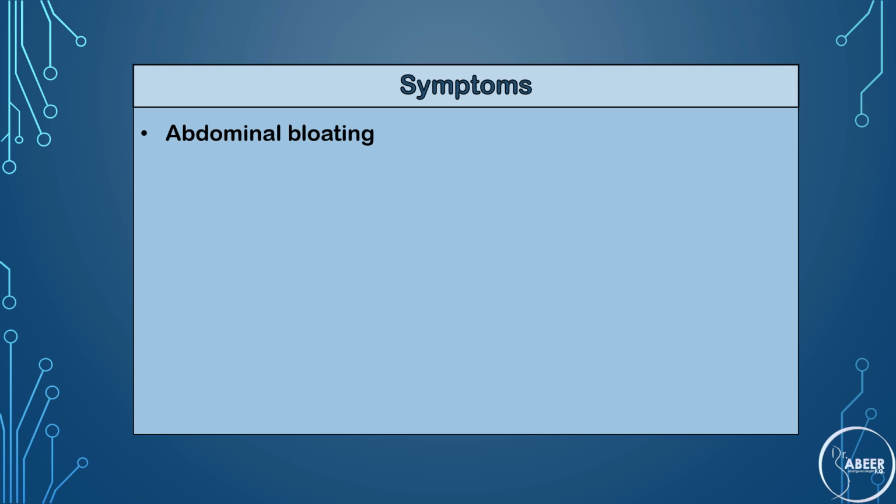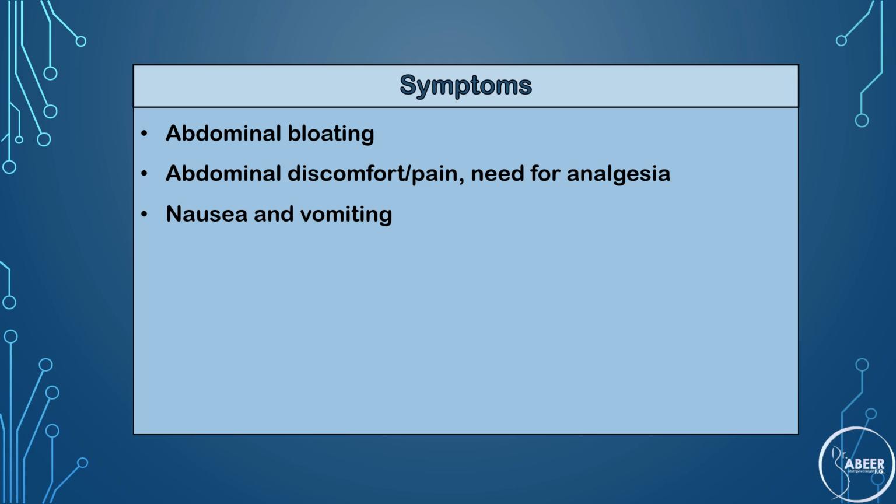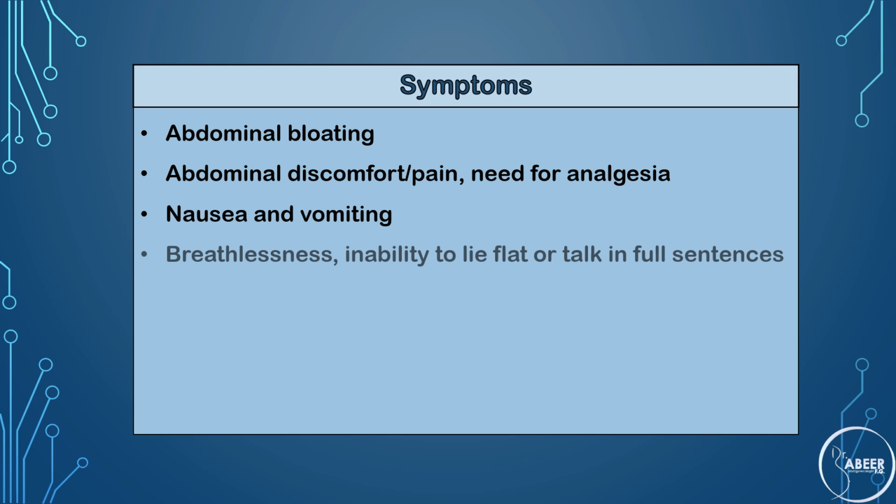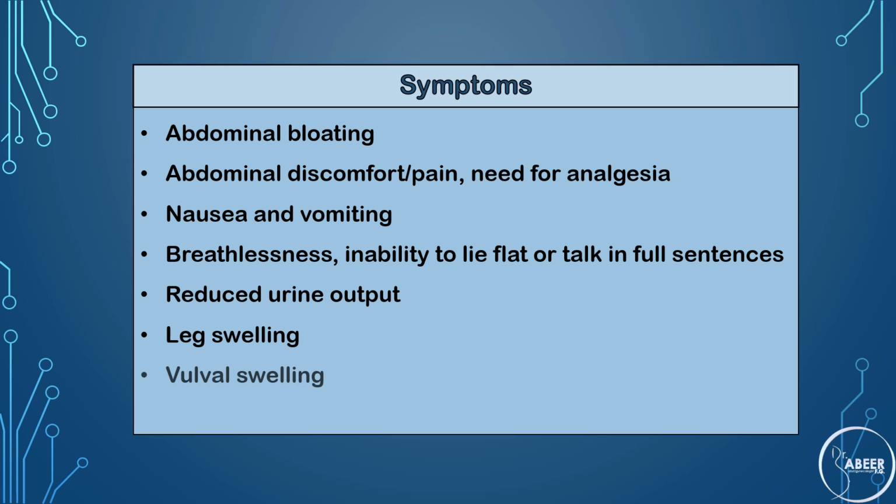Symptoms: abdominal bloating, abdominal discomfort and/or pain, need for analgesia, nausea and vomiting, breathlessness, inability to lie flat or talk in full sentences, reduced urine output, leg swelling, vulval swelling, and associated comorbidities such as thrombosis.